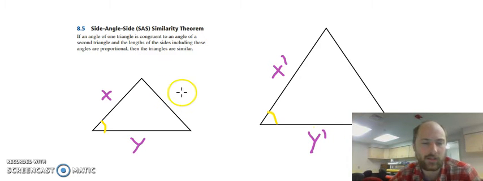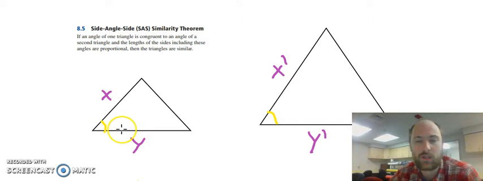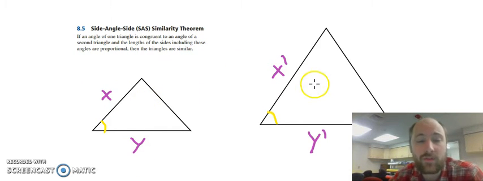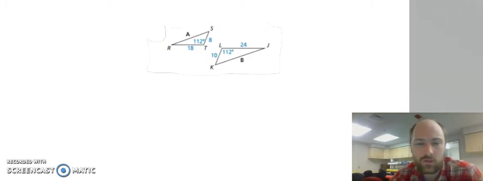It couldn't be this side. That would be side angle. This is side, angle, side. So the angle is included, is what we say. It's in between our two sides. So if this is the case, then we can prove that the two triangles must in fact be similar. And let's take a look at an example problem that'll illustrate this relationship.